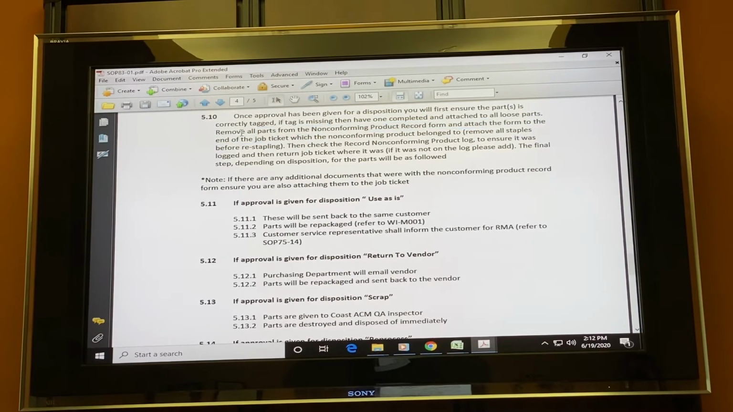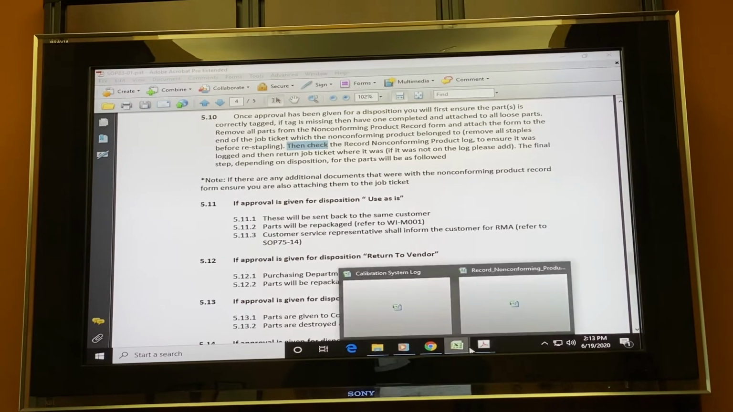Okay, so remove all the parts from the non-conforming product record form and attach the form to the end of the job ticket when the non-conforming product belonged to. So let's see, hold on, let me just finish reading this and I'll explain it. Then check the record non-conforming product log to ensure it was logged and then return job ticket where it was. The final step, depending on disposition for the parts, will be as followed.